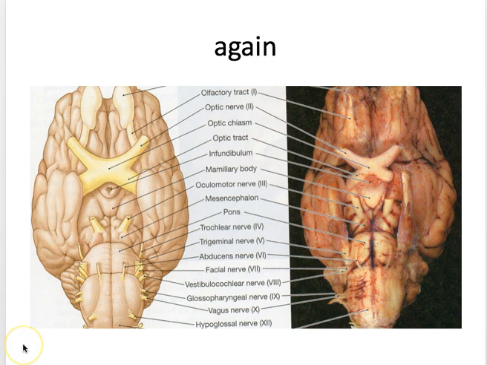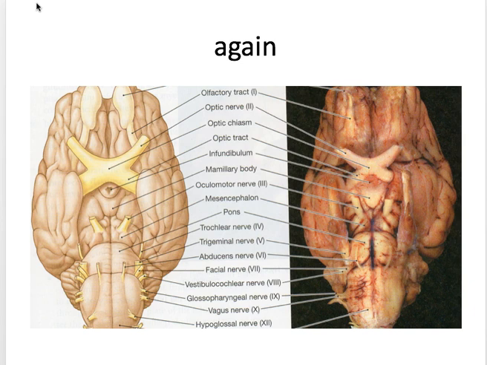Now, the last thing I want to introduce is, okay, we need to learn these cranial nerves. And everybody has their favorite little mnemonic, you know. Some of them are a little more racy than others. Whatever. I don't care how you learn it as long as you learn it.